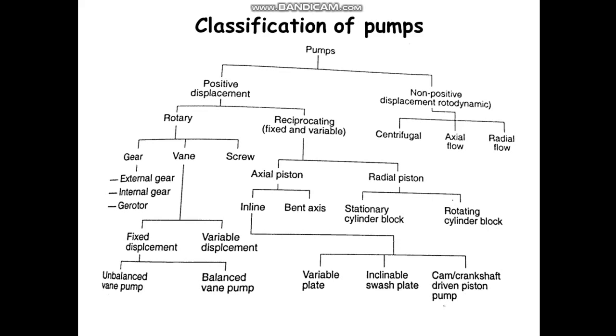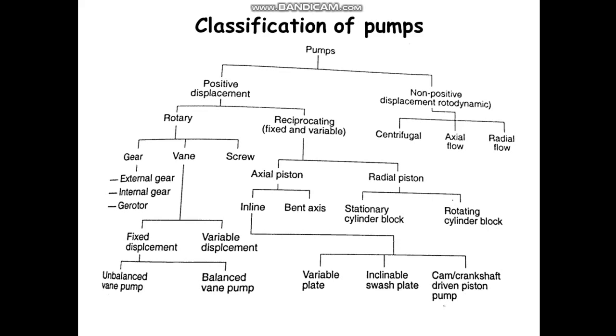Whereas vane pumps are classified according to their displacement. They have fixed displacement and variable displacement, which can be achieved by using an unbalanced vane pump and a balanced vane pump. Then we have screw pumps. Basically, screw pumps are used when you have to monitor the flow through the axis of the pump and convey the liquid from one side to another. Basically, for transportation purposes, screw pumps are used. Basically, which is the primary function of the non-positive displacement pumps.